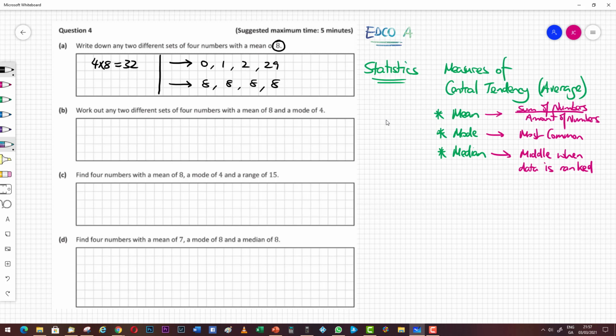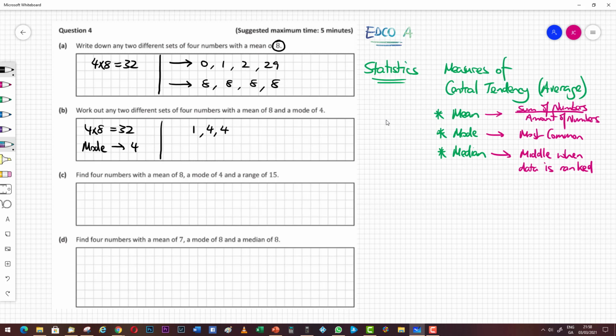Now, work out 2 different sets of 4 numbers with a mean of 8 and a mode of 4. So this time they still have to add up to 32. 4 8s is 32. But now this time we have to have a mode of 4. So the most common has to be 4. So I would do that by just placing 2 4s in the center. They're the most common. I'm going to put any other number underneath that. So I could pick 1 or 2. I'm just going to put 1.